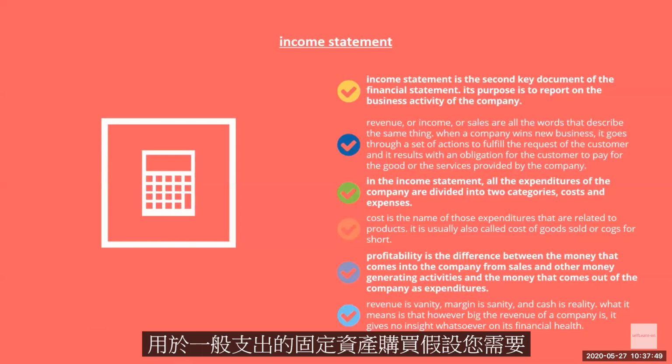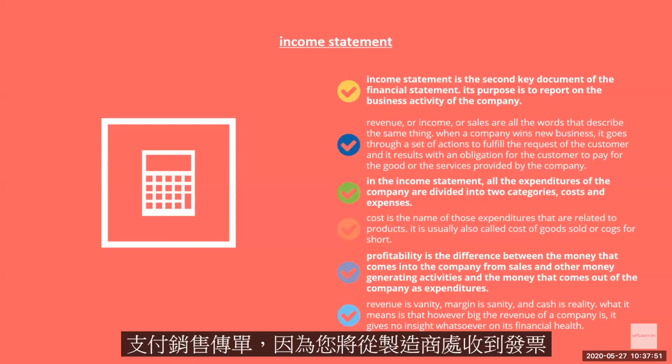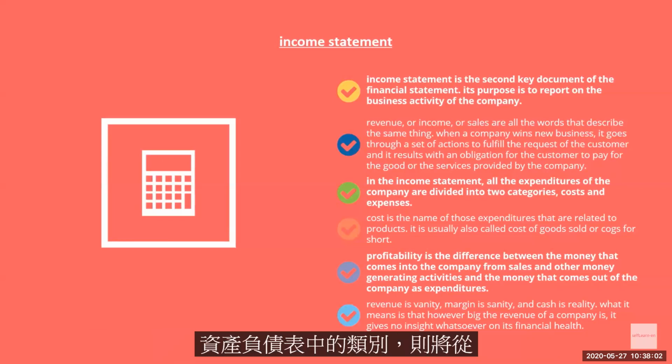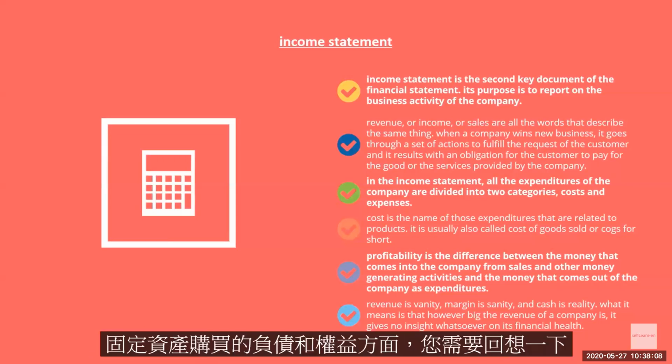For general expenditures, let's say that you need to pay for sales flyers. As you will receive the invoice from the manufacturer, you will send him the money by writing a check, by cash, or by wire transfer. In any case, the amount will have to be added in the income statement to the expenses category. In the balance sheet, that same amount will be deducted from the cash category on the asset side and will reduce retained earnings on the liabilities and equity side.